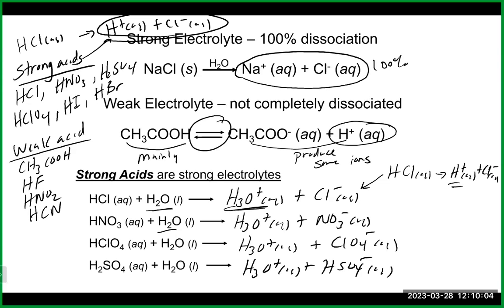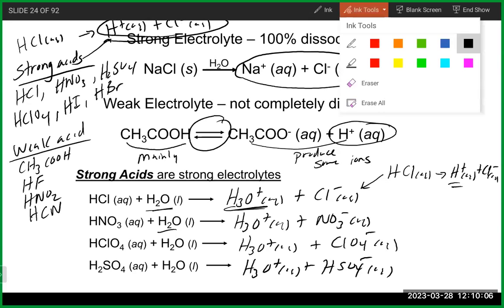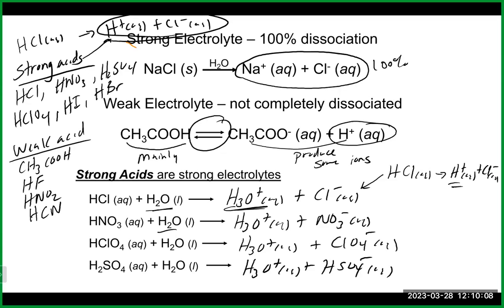Like I mentioned a second ago, if you commit these to memory, you're probably going to be in good shape. If it's not one of those, it's probably a weak acid. So those are pretty much your strong acids that you commonly come across. Any questions on that?